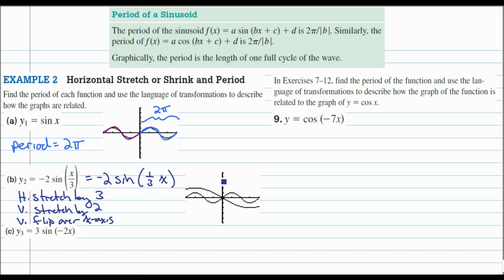So if the original period was 2 pi, now the period is going to be 2 pi times 3, so the period is going to be 6 pi. It's going to take 6 pi for this cycle to repeat itself again because of the horizontal stretch by 3.